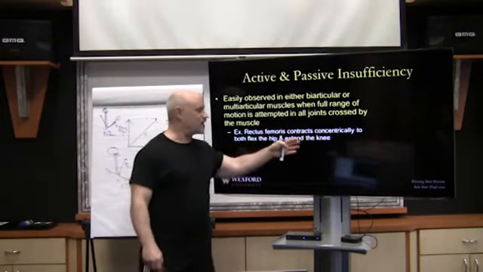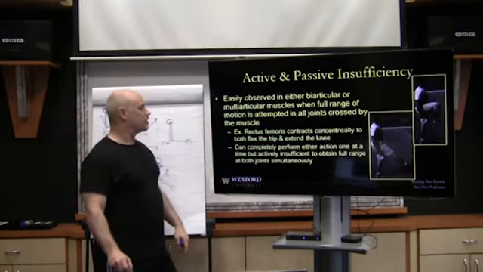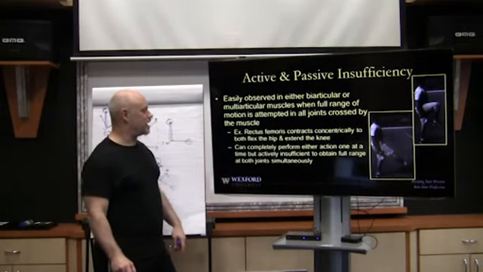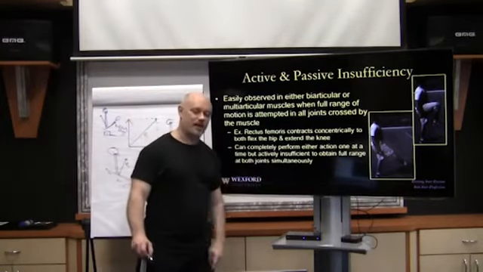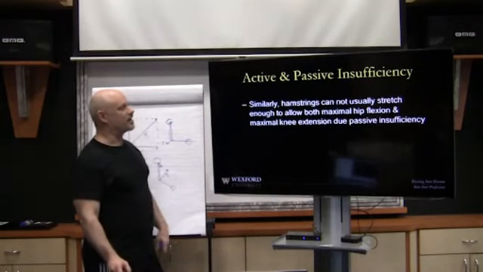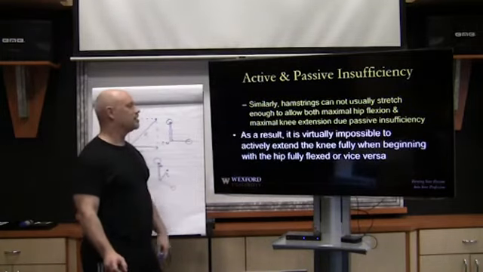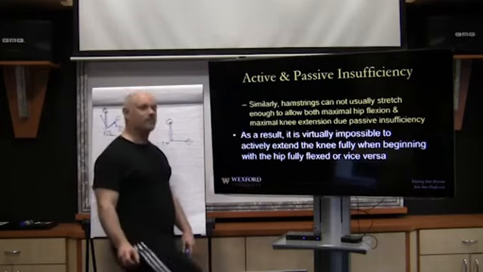Like I said, the rectus femoris contracts concentrically to both flex the hip and extend the knee. You can completely perform either action at one time, but it is actively insufficient to obtain full range of motion at both joints simultaneously, which is what I just said. Similarly, the hamstring cannot usually stretch enough to maximally flex the hip and maximally extend the knee due to its passive insufficiency. As a result, it's virtually impossible to actively extend the knee fully when beginning with the hip fully flexed, and vice versa.